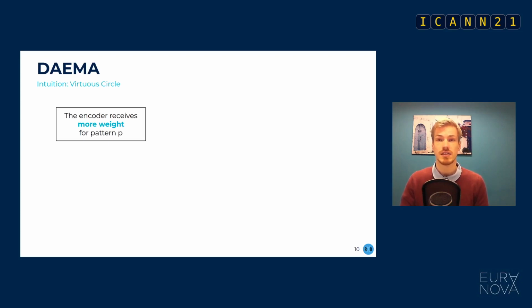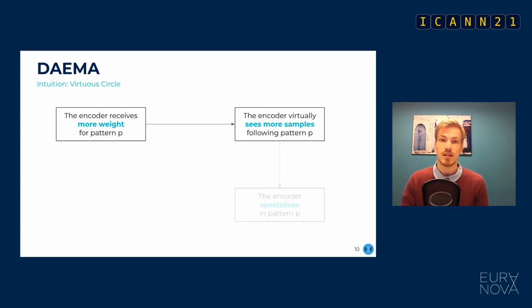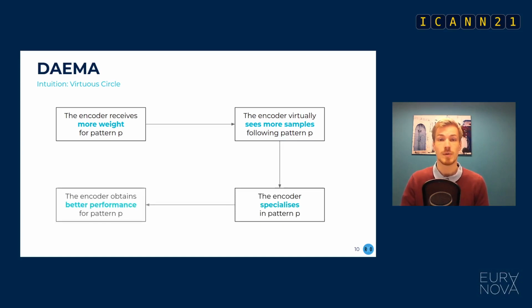At initialization, an encoder may receive slightly more weight for a few missingness patterns than for others. Because of that, the samples following these patterns have more weight on the optimization of this encoder. As a result, the encoder specializes in these patterns, and therefore obtains better performance for these. Finally, as it obtains better performance for these patterns, the feature selector will learn to give it more weight for these patterns, and the loop is complete. But let's not go round in circles.